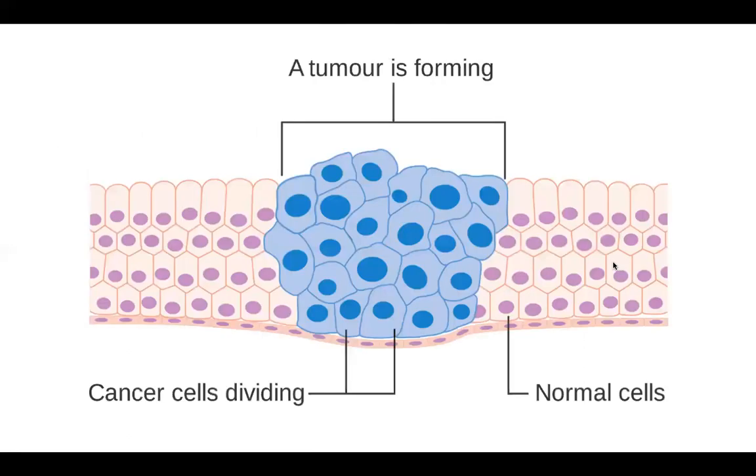So here we have all of our normal cells. And then you can see these cells, they look irregular. They are a little bit different in shape and size, and there's a lot of them jammed into one space. There are too many there, and that is a tumor.